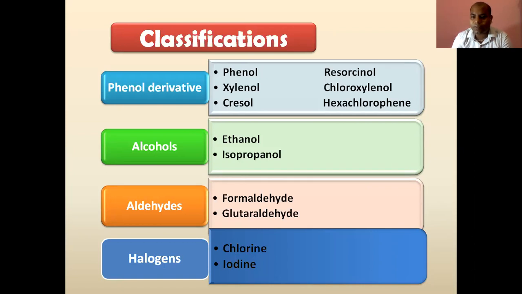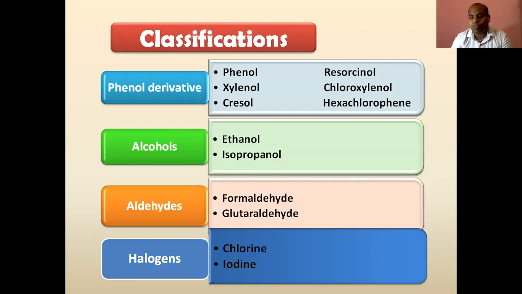Under phenol derivatives, phenol itself is a very good disinfectant. Generally, it is used as a disinfectant, and many formulations also contain this phenol. The other derivatives of phenol are xylenol, cresol, and the diphenol derivative, that is, one hydroxy group in one position and another hydroxy group in the third position to this primary hydroxy group, known as resorcinol. So this is also used as a disinfectant under the phenol category. Chloroxylenol, hexachlorophene. So these are some disinfectants.